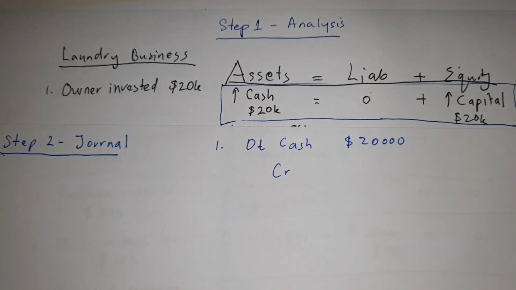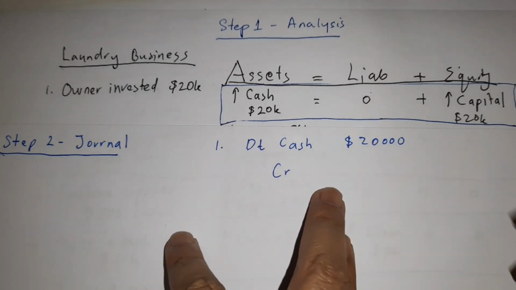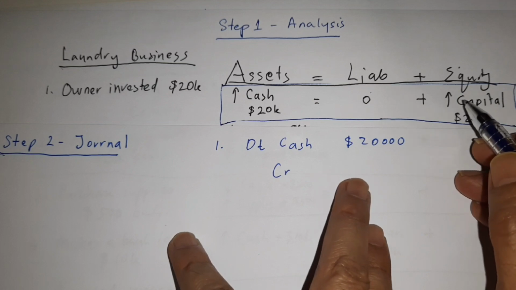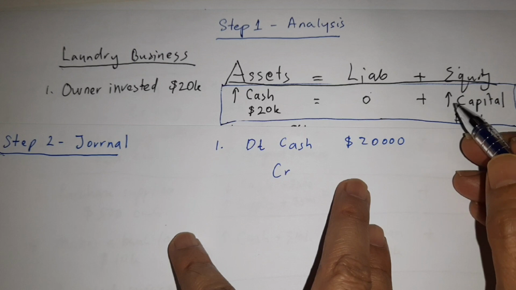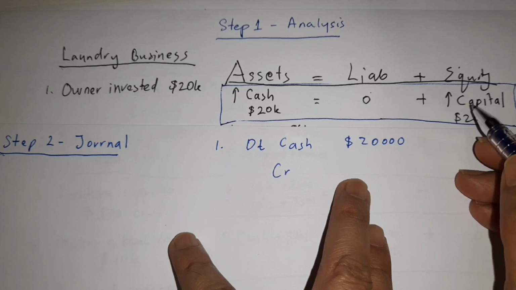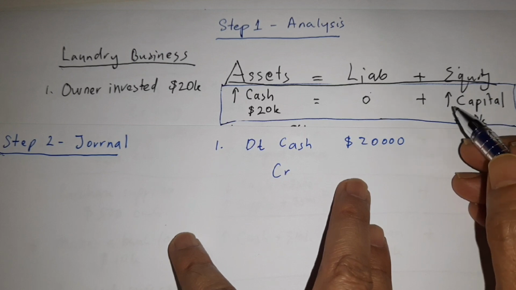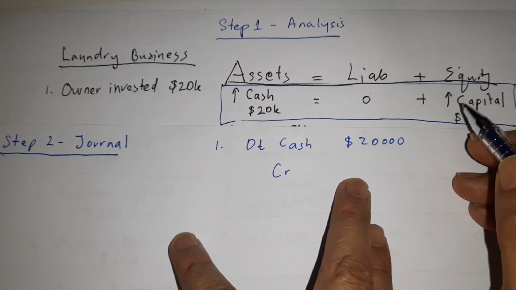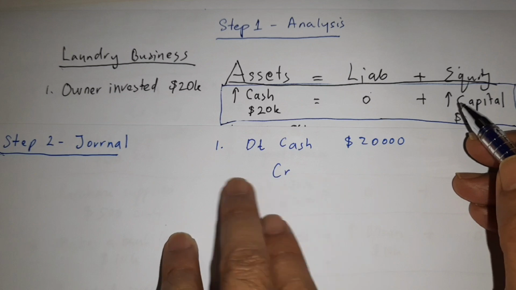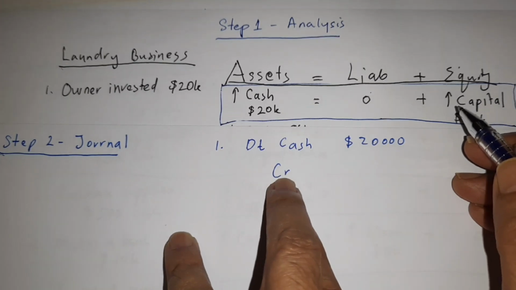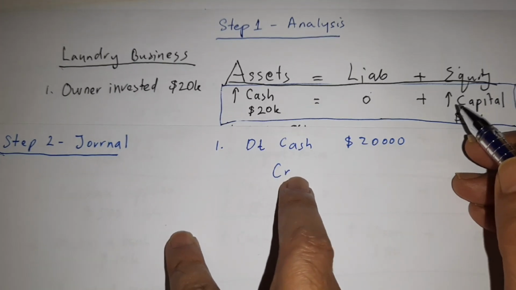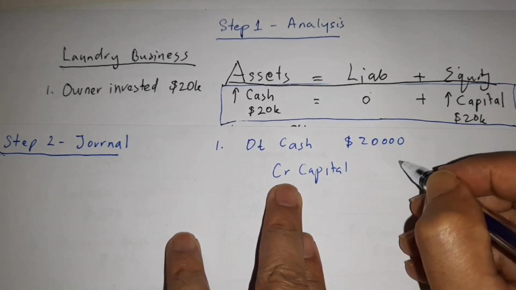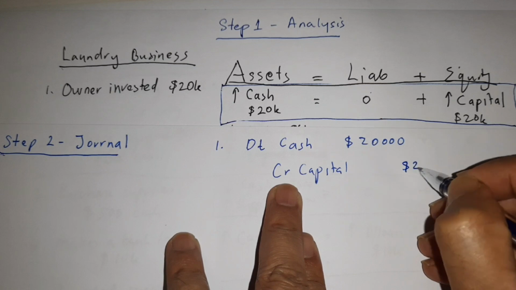And then the second thing that happened, from the analysis, you have seen the second effect of the transaction is equity increase. The account is capital, 20,000. Remember, the rule of debit and credit says if equity increases, you have to credit. So the credited account is capital. The amount is 20,000.